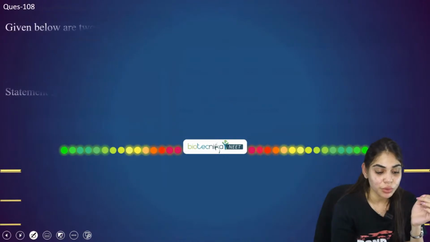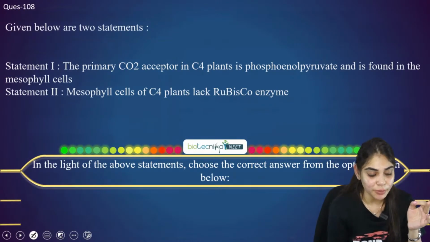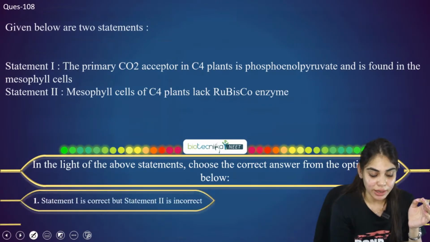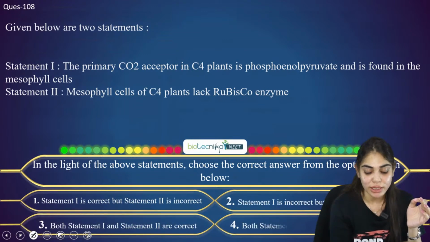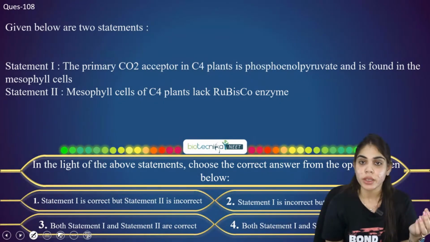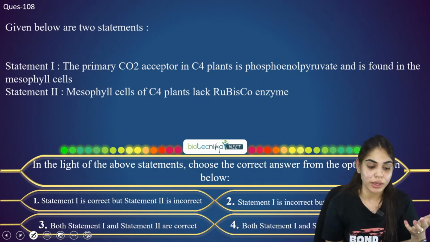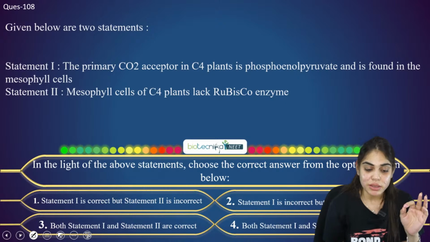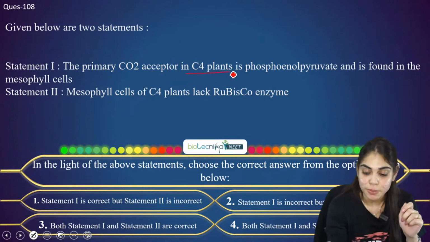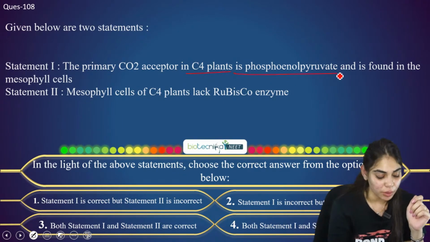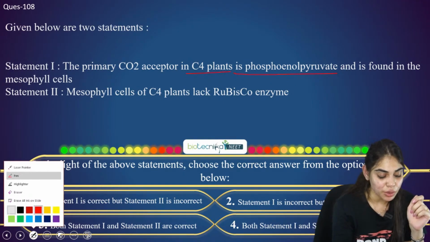So now let's move to question 108. Two statements are given, and here you have to select whether both statements are correct or incorrect. Now let's read the statements. The first statement is talking about the primary CO2 acceptor in C4 plants. It is phosphoenol pyruvate and is found in the mesophyll cell.